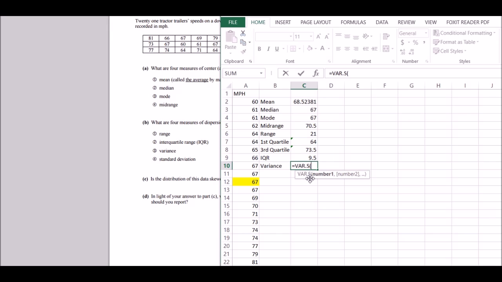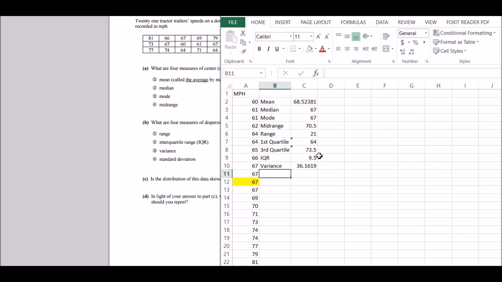The sample one is going to calculate the variance as if it's a sample, whereas variance with the population is basically telling Excel that you know all the data. So this here is just a sample, so that's what we're going to do. We highlight those, hit enter, and that's the variance. That number tells us how widespread our data is.